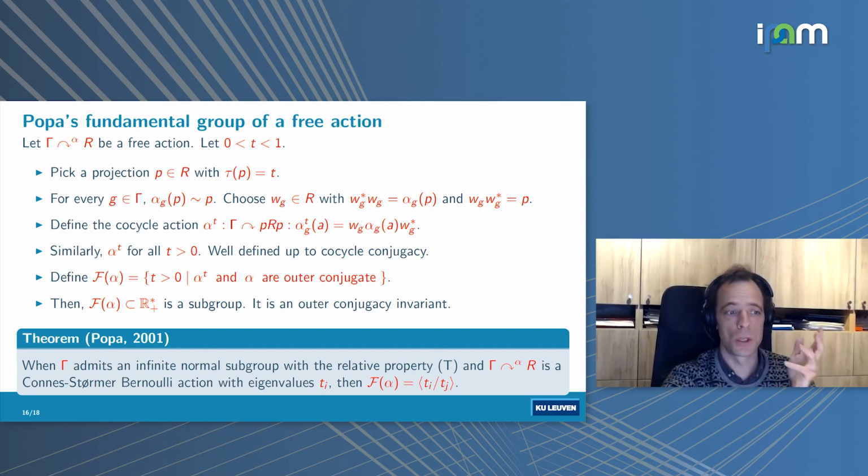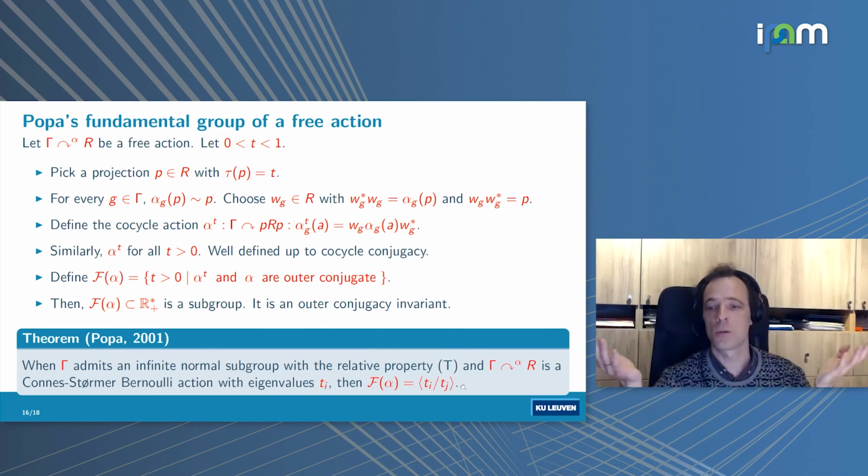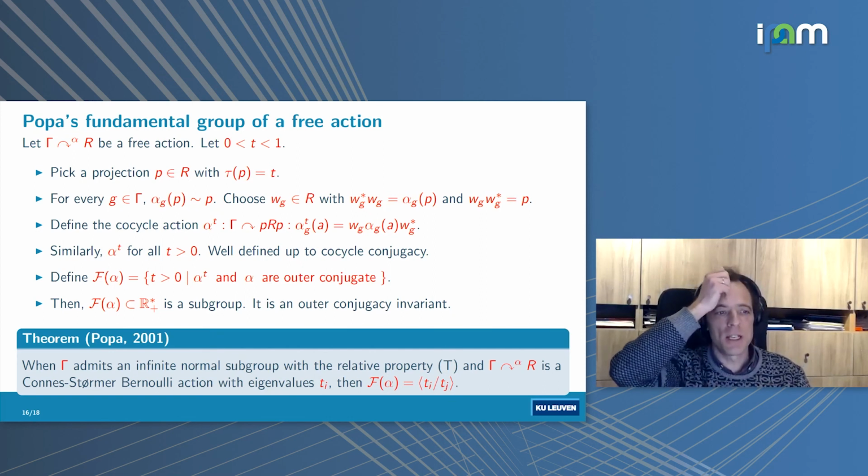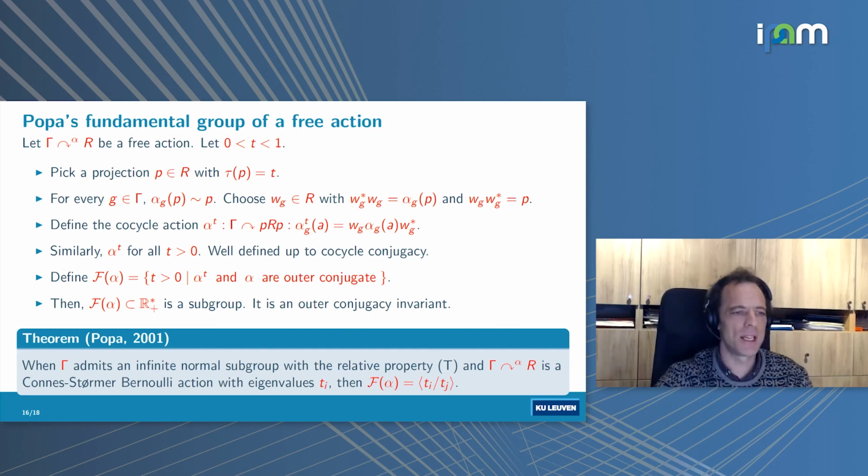So for certain groups, the Connes–Bernoulli actions have a computable fundamental group, and it can range over all countable subgroups of R plus. So definitely, there are now loads and loads of non-outer conjugate actions for these groups. Now, there is another reason why I'm mentioning this 2001 result by Sorin Popa, because actually this, and it was maybe not getting the right attention back then, was the first deformation rigidity theorem that Sorin Popa proved.